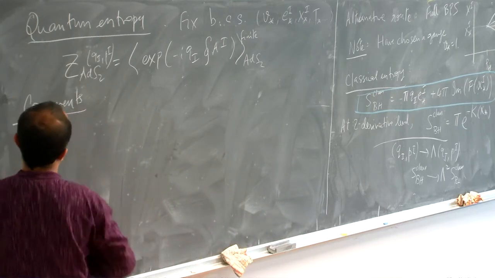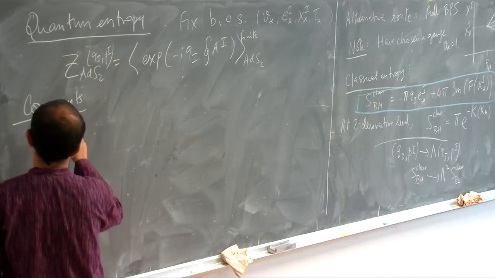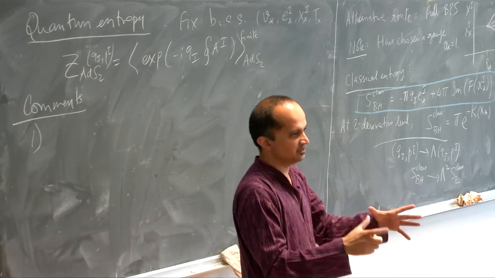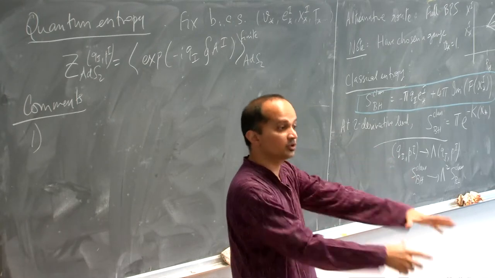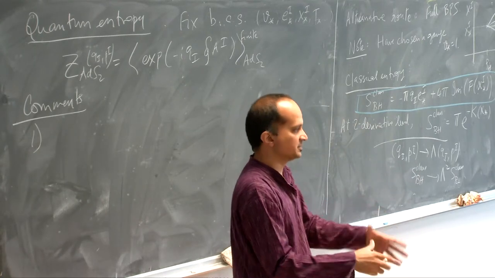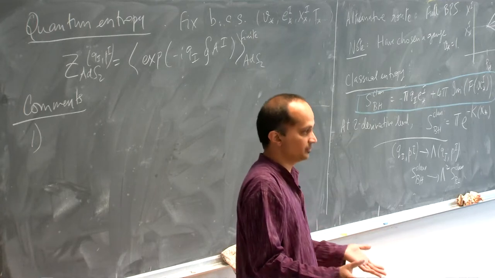Okay, so one comment. Maybe I should repeat the philosophy once more because there was confusion. What we've done is, yesterday we said that the classical entropy can be understood purely near horizon, which we proved. And then there's a proposal that the quantum entropy can also be understood in the near horizon. You can take that as a definition of the quantum entropy.